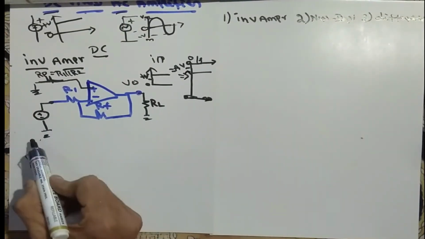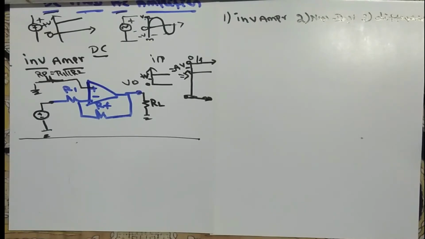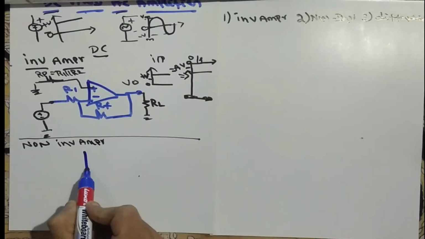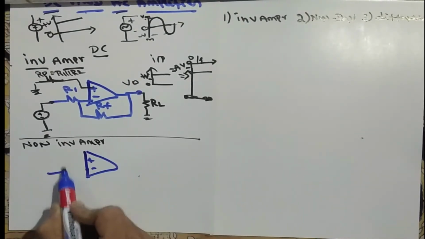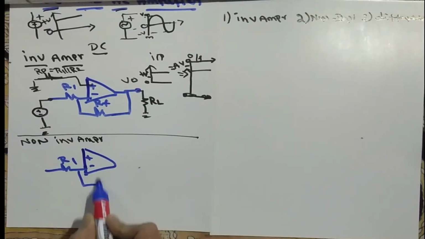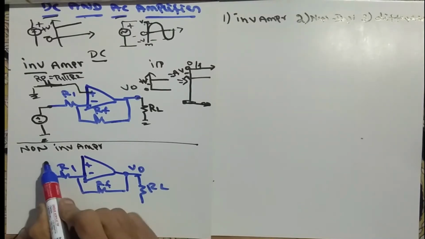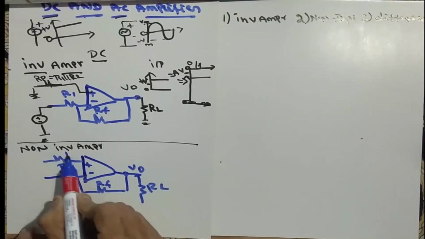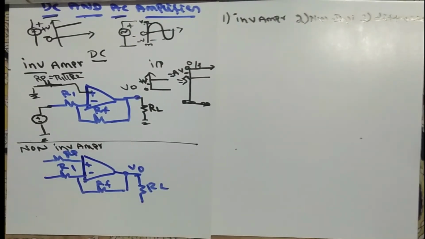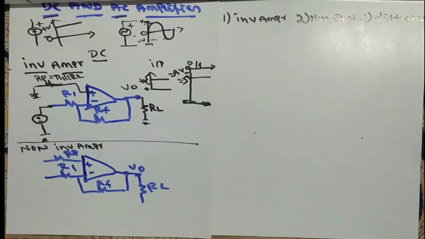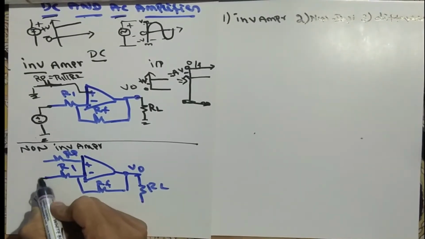Similarly, we will take the non-inverting structure. The starting structure remains the same: this plus and minus, with resistances R1 and RF, and then V0. You can also take RL, and even one R here. This is the same structure everywhere. The change here is that in the non-inverting case, the negative is grounded.